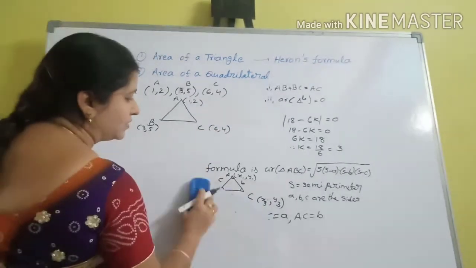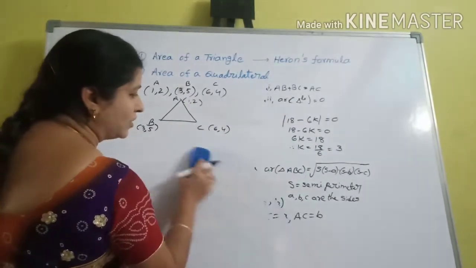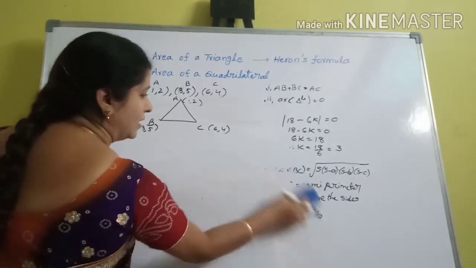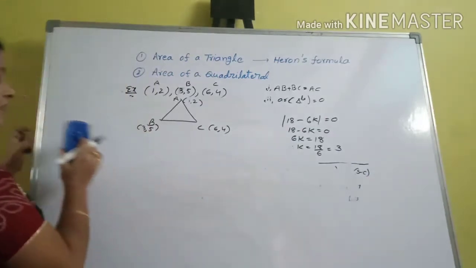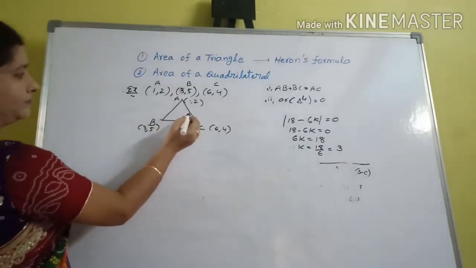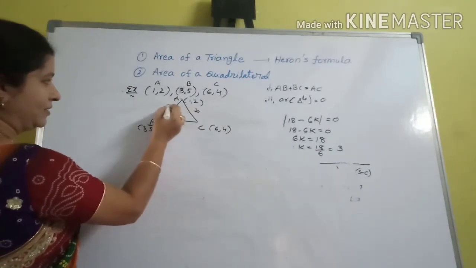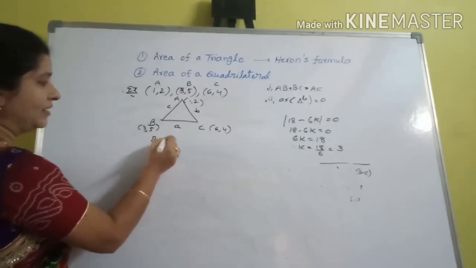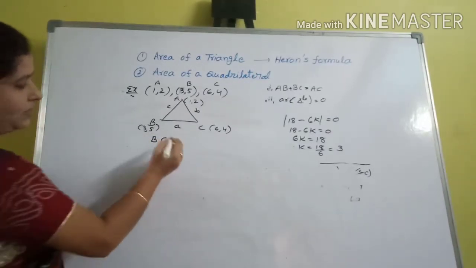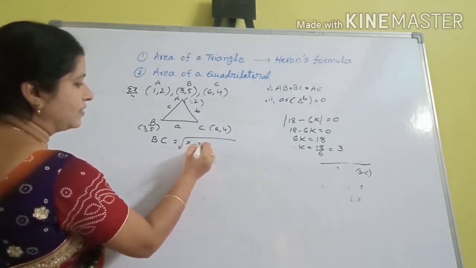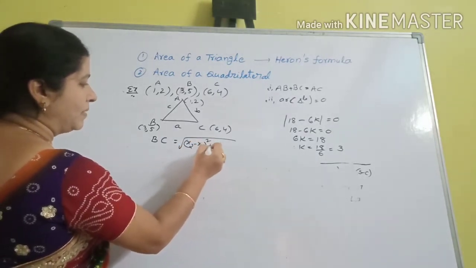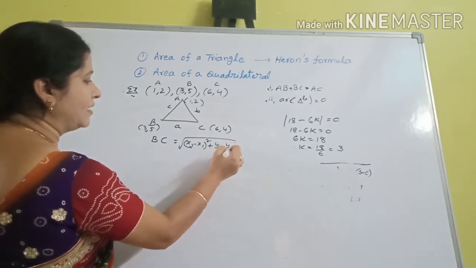So apply Heron's formula. Here, first you have to find the values of S and a, b, c. So this is a value, this is b and this is c. So find the distance value of BC. What is the distance formula? Square root of (x2 minus x1) whole square plus (y2 minus y1) whole square.